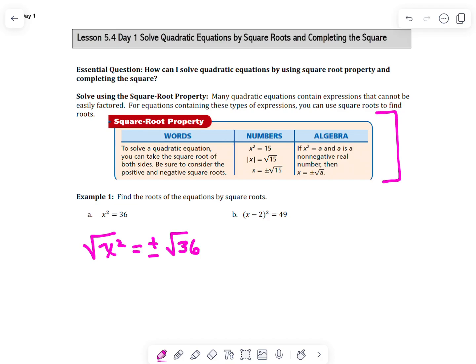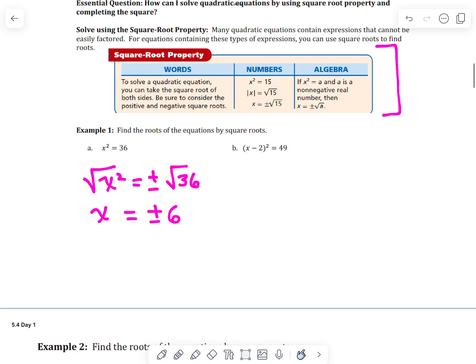Then we simplify. The square root of x squared is x. The right side, 36 is a perfect square. So we have plus or minus 6. Now what's nice about any of these problems here is you can go ahead and check your solution if you want. You could substitute 6 and negative 6 back into the equation.